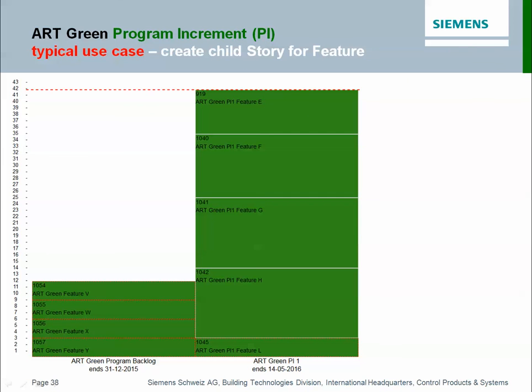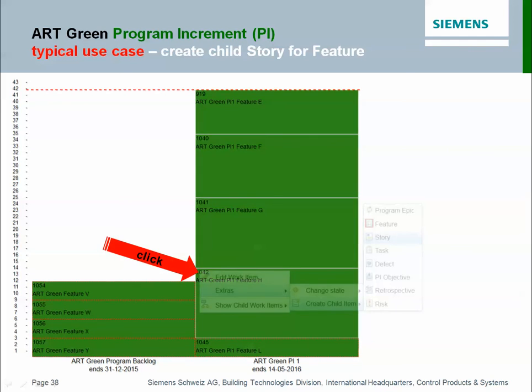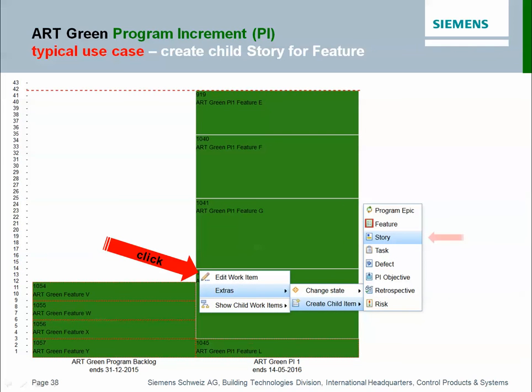So what is now a typical use case if we do program increment planning? Typical is that we add some children. How can we do that? We click on the context menu, go to extras, and we create a child item, a story in this case.